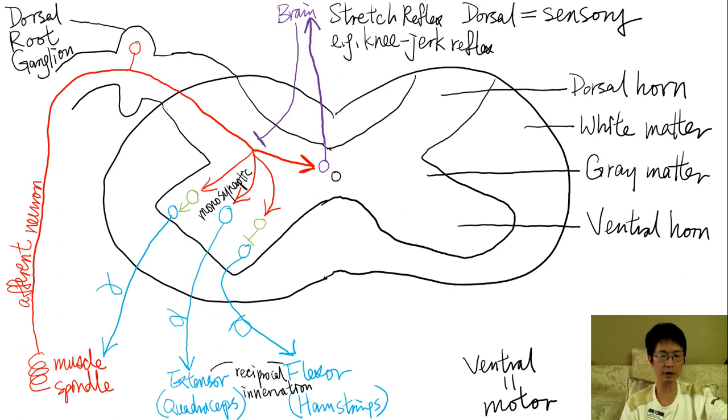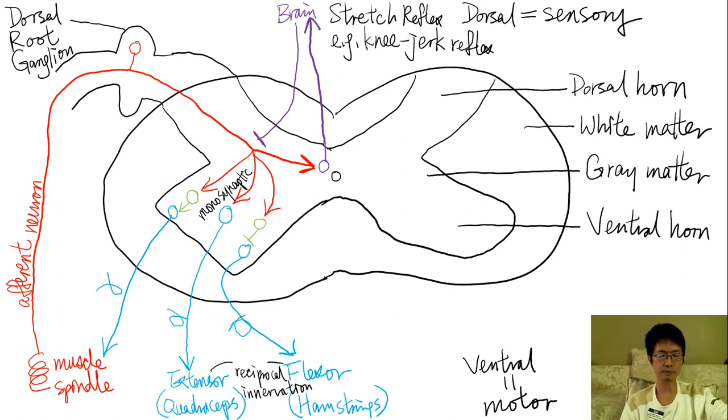When you have action potential going through this gamma motor neuron, what will happen? When this gamma motor neuron innervates the intrafusal muscle fiber, this intrafusal muscle fiber will contract. That's why I told you that when the extrafusal muscle fiber, let's say the quadriceps, contracts, the intrafusal muscle fiber inside the muscle spindle will also contract as well. They will follow because of this circuitry here.